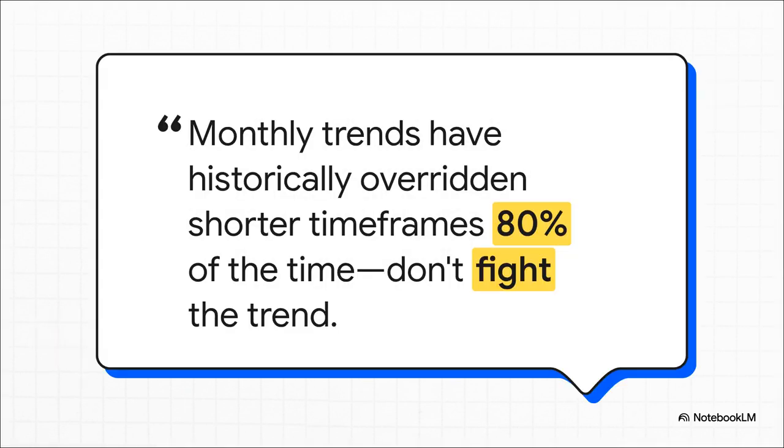And hey, if you ever start to doubt the power of this hierarchy, just burn this number into your brain. Monthly trends have historically steamrolled shorter time frames 80% of the time. 80%! Fighting that long-term trend is a really low probability bet. The big money, the major market direction, it almost always wins. You have to respect the hierarchy.